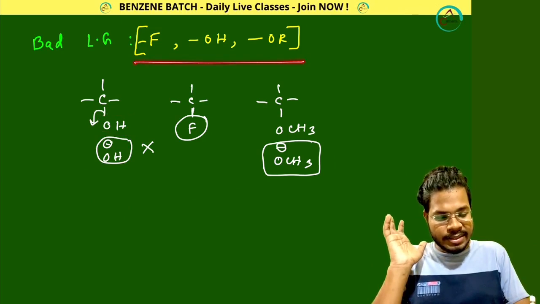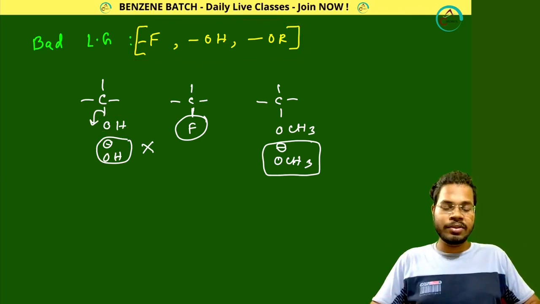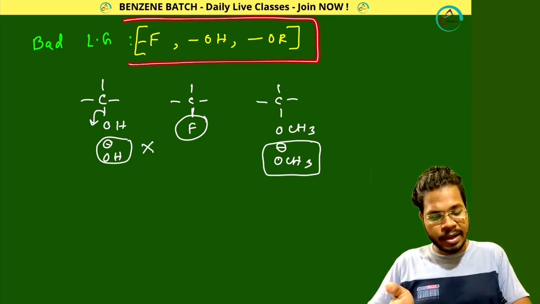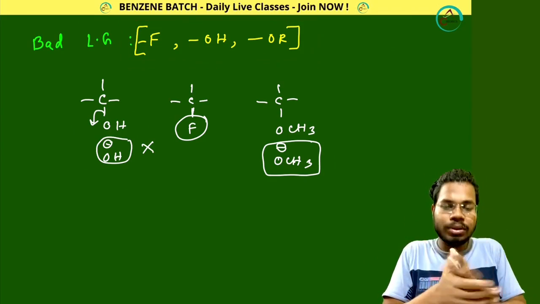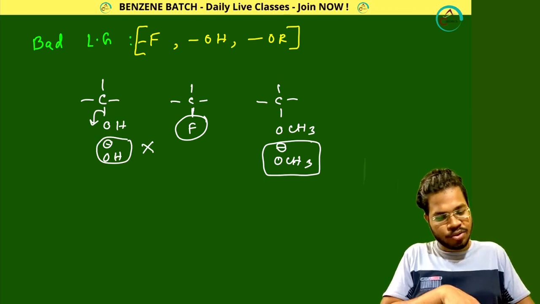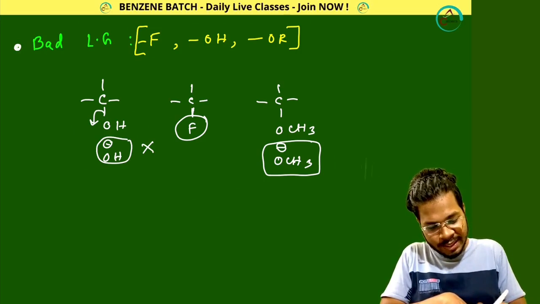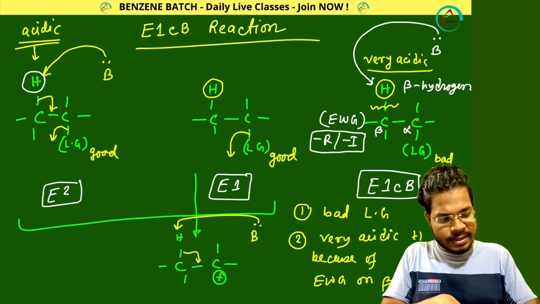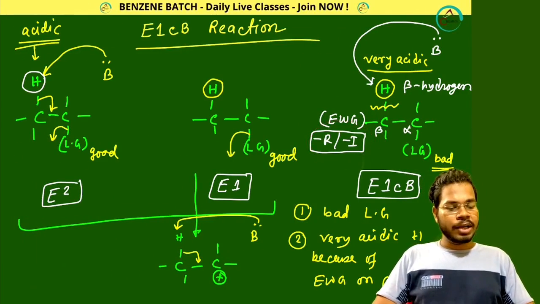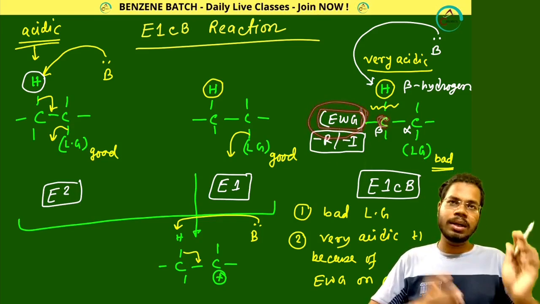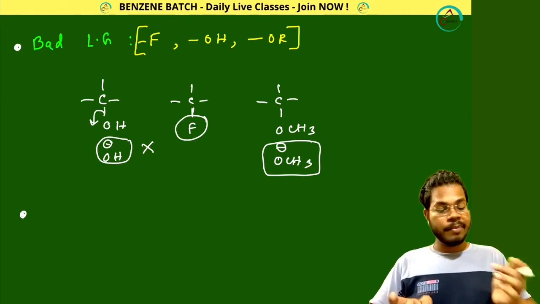So bad leaving group means if you are getting this kind of leaving group in your system, you will understand, okay, these are my bad leaving groups, so there is a possibility to undergo the reaction through E1cB reaction. Got it? Okay, so first I told you about this bad leaving group. Second important point is electron withdrawing group. I told you I should have electron withdrawing group attached to the beta carbon. So what are the different kinds of electron withdrawing group? Let me give you an example.